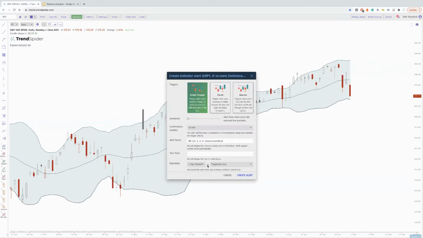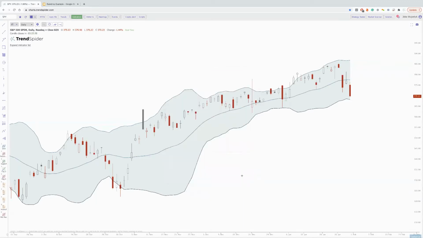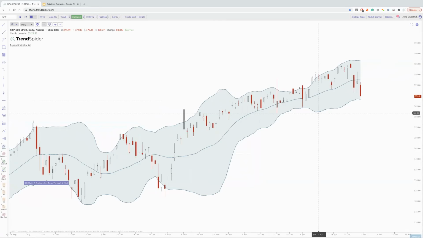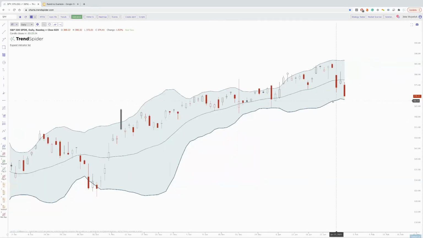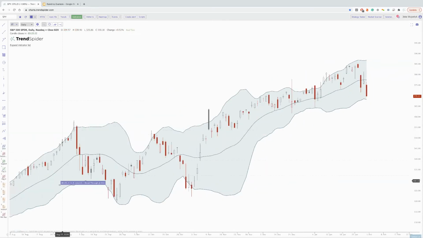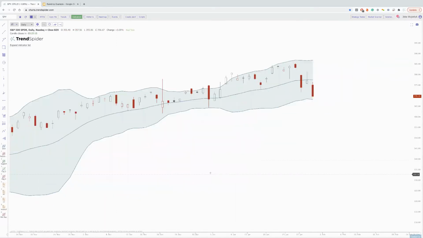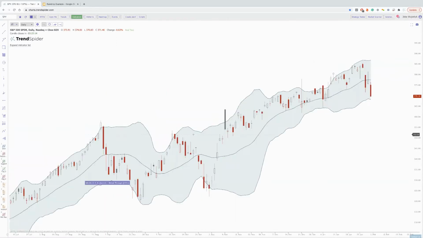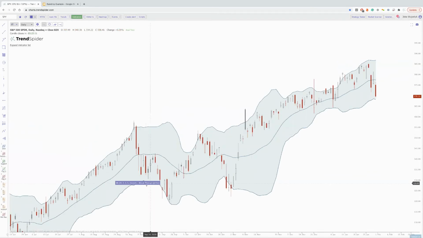So you can make this however long you want it to expire for, create the alert, and the alert's created, and you'll see here that there is no purple area because we just did a breakthrough here. So you can see that the alert is shown up here. This is back in September, but if I zoom in, you won't be able to see the alert, but if you zoom back, you'll see that it is an active alert right here.